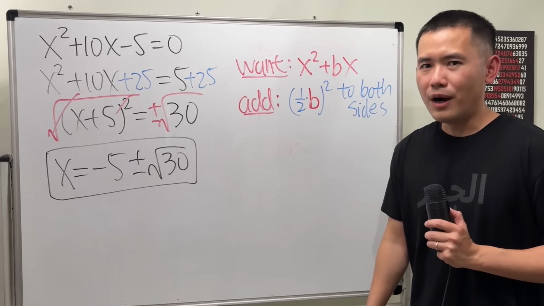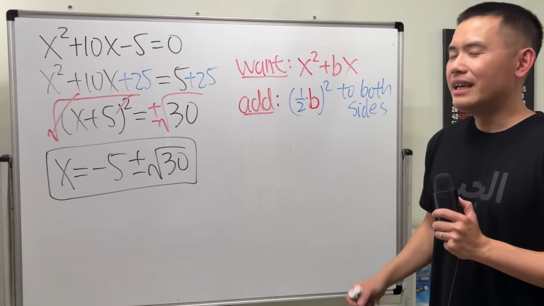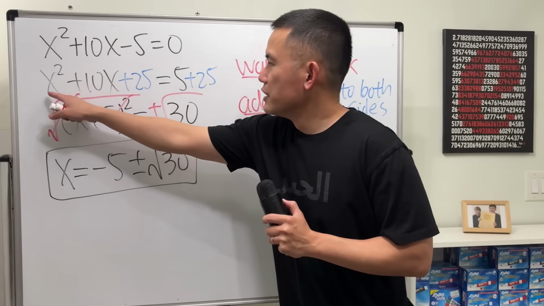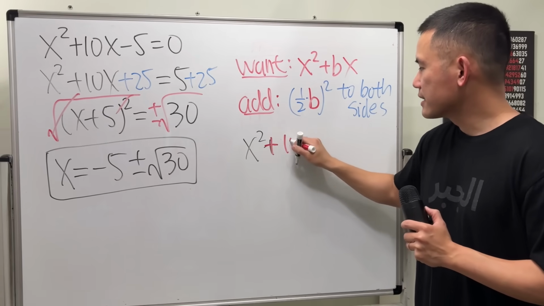Now here's the bonus part. Why are we adding this to both sides? Why is this the formula, and why is this called the completing a square method? Let's have a look. Starting right here, x squared plus 10x.